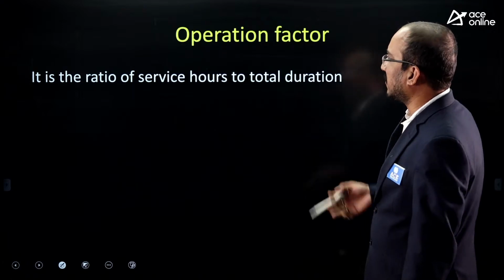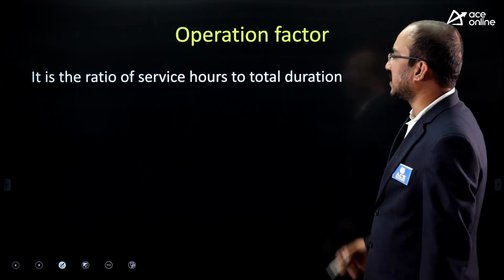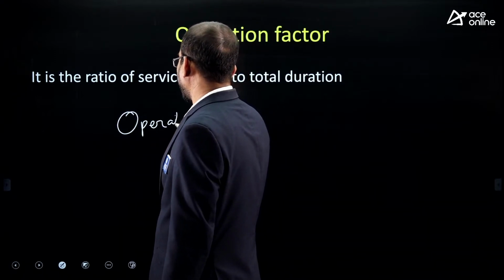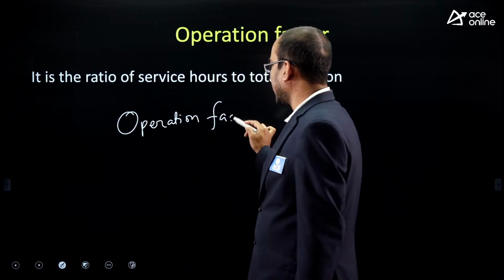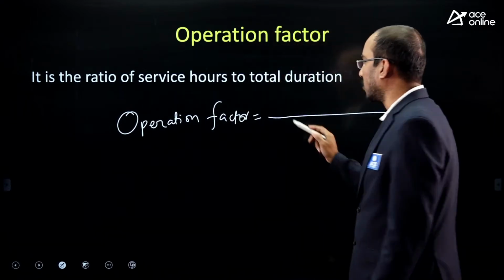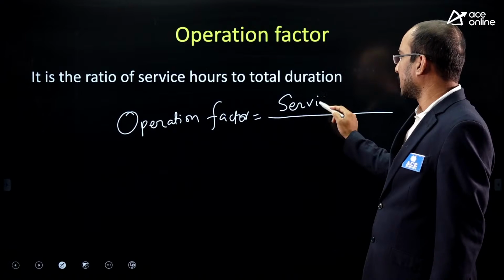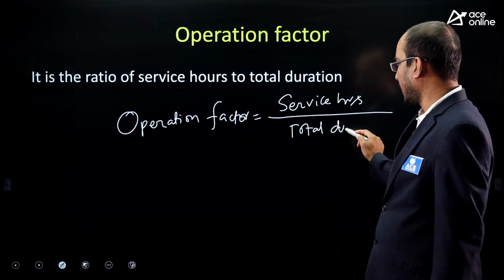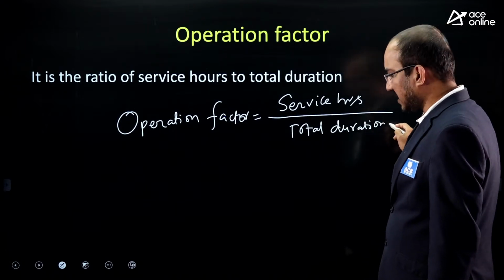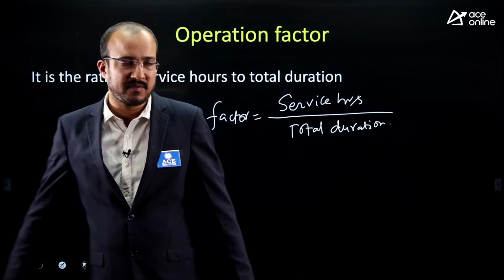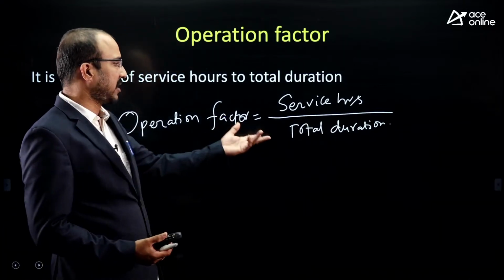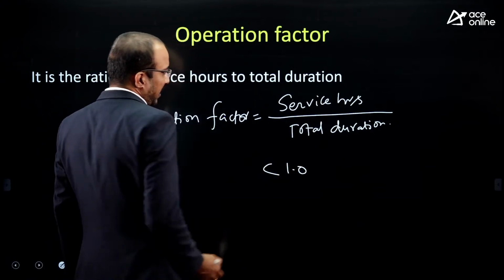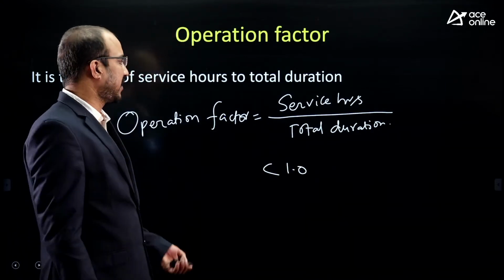Now let us observe this one. What do you mean by operation factor? Operation factor is the ratio of service hours to total duration. Here, some time will be taken for maintenance. The unit will be taken under maintenance, so the total duration will not be under operation. So the service factor will generally be less than 1.